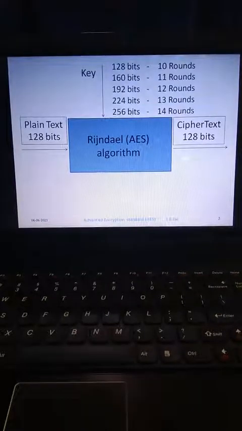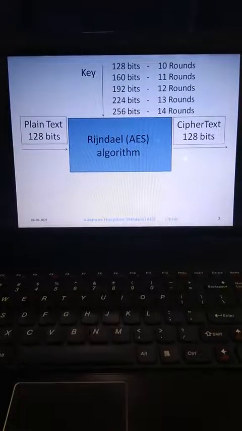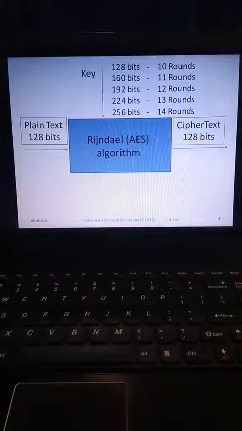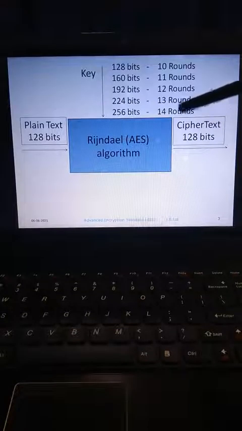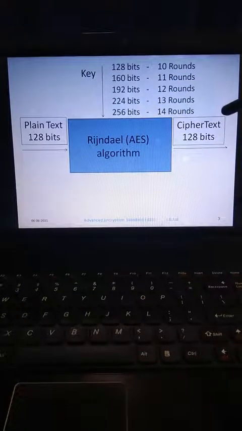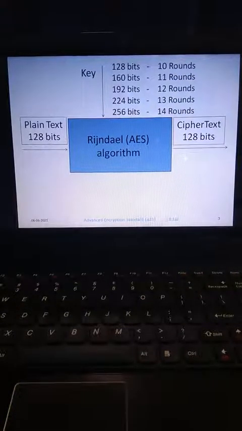So what happens in the AES algorithm? We input 128 bits of plain text. In contrast to the DES algorithm, here the plain text is not divided into two equal halves. Rather, the plain text is represented in a 4x4 matrix. So 128-bit plain text is input to the AES algorithm, which after processing produces 128-bit ciphertext.